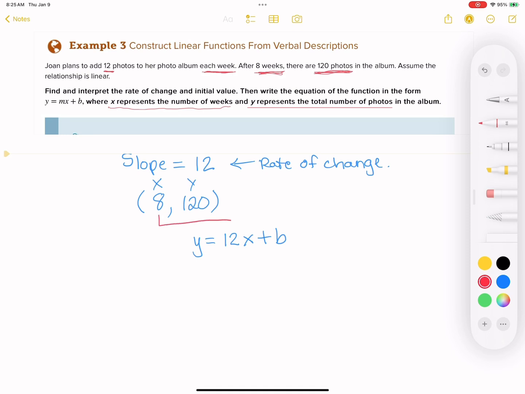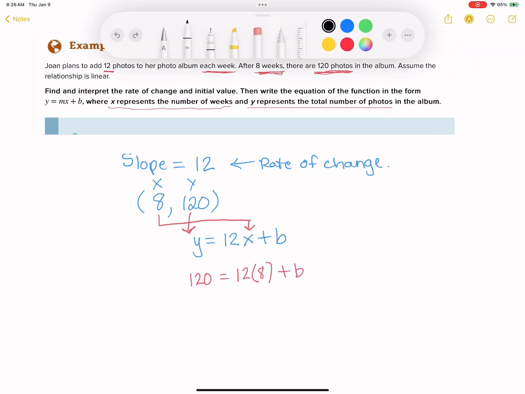All right, I'm going to plug this 8 in over here for x. I'm going to have my 120 in for y. And I'm going to rewrite the equation: 120 equals 12 times 8 plus b. Now it's just a matter of solving for our b value. We need to multiply that 12 times 8 to get 96. We get 120 equals 96 plus b. All we have to do now is subtract 96 from both sides, and we will have our y-intercept.